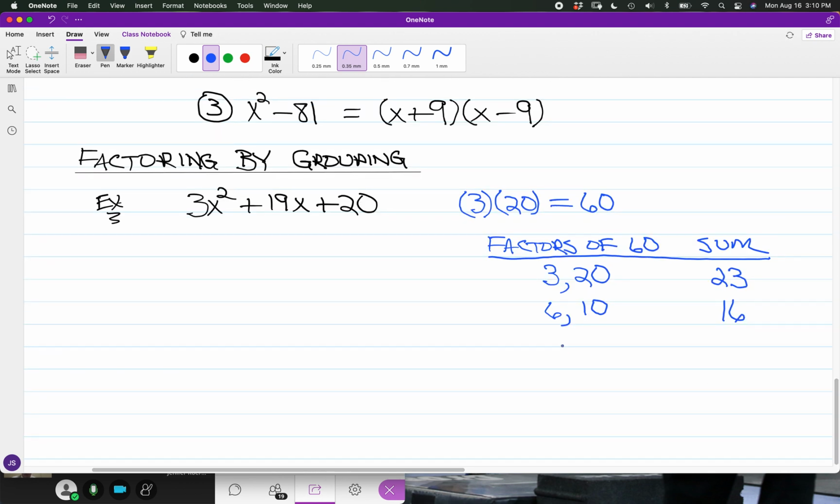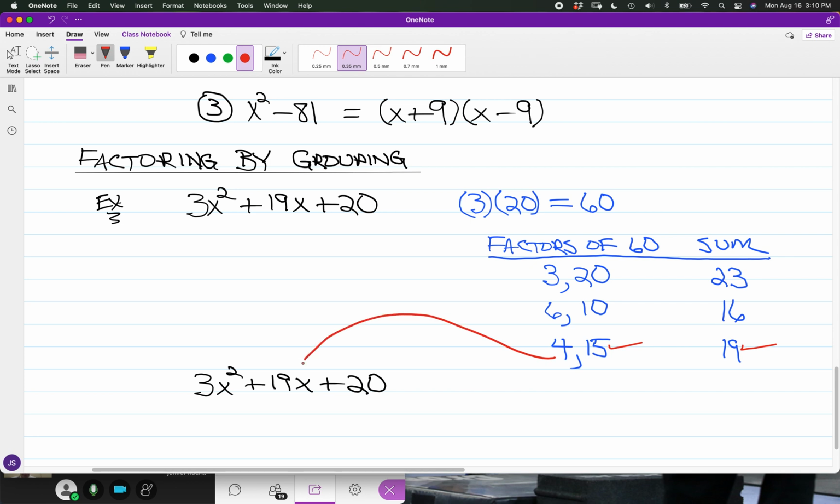And for the combination that will add up to 19 while multiplying out to 60, those numbers will be 4 and 15. 4 times 15 comes out to 60, and 4 plus 15 comes out to 19. And this is the combination we are seeking. One might ask, okay, we got those numbers, but what are we going to do with them? This is going to be the pathway to factoring by grouping.